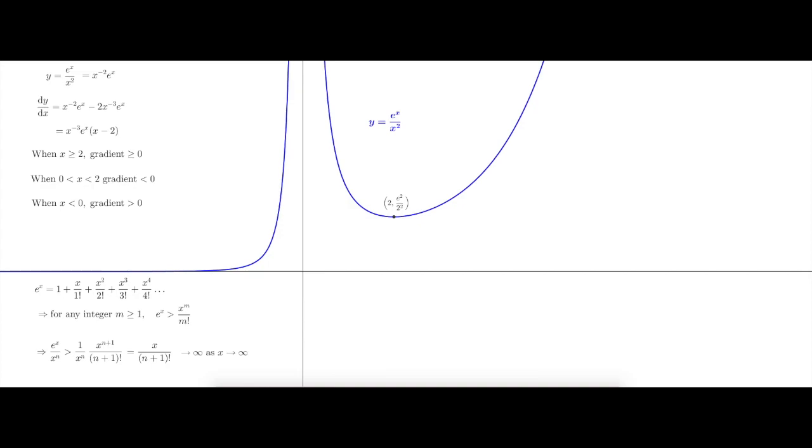So e to the x over x to the n tends to infinity for any positive integer n. That's to say, e to the x grows faster than x to the n for any integer n greater than or equal to 1. What about graphs of the type x to the n over e to the x? Well, let's start with x over e to the x.